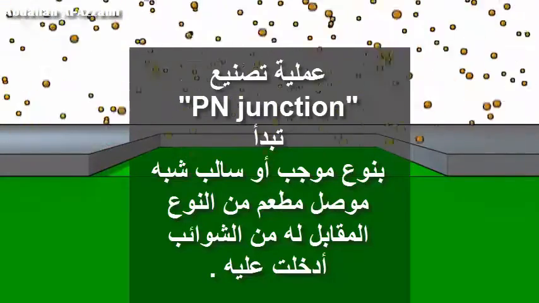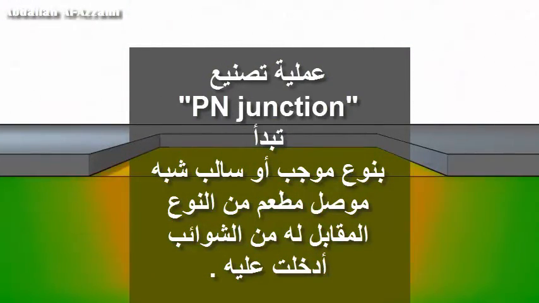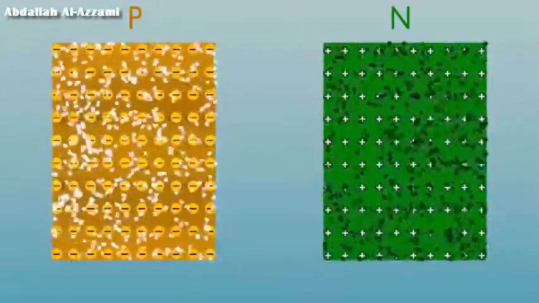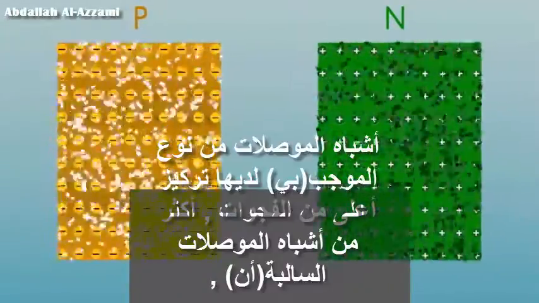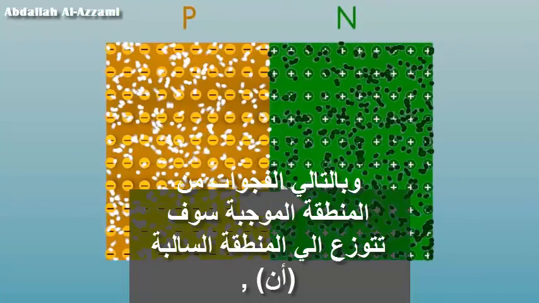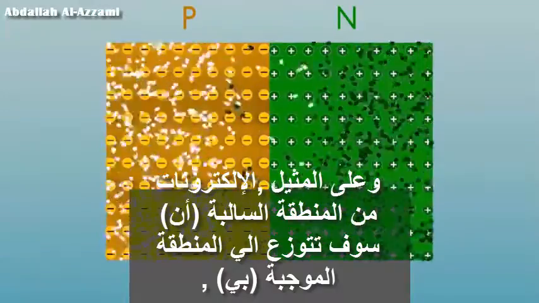The process of fabricating a PN junction begins with an N-type or P-type doped semiconductor, into which the opposite type of impurity is introduced. To understand how this structure works and what physical processes take place in it, a didactic model is used. The model consists of a P semiconductor perfectly matched to an N semiconductor. The P semiconductor has a much higher hole concentration than the N semiconductor. Therefore, holes from the P region will diffuse into the N region. Similarly, electrons from the N region will diffuse into the P region.